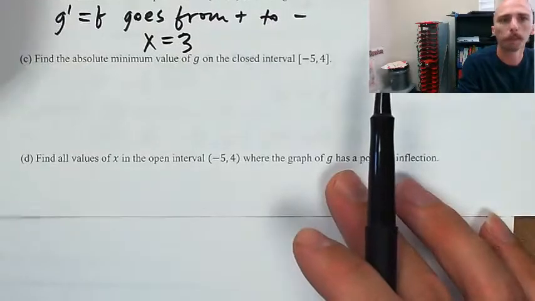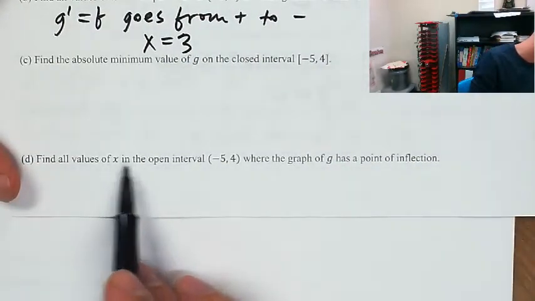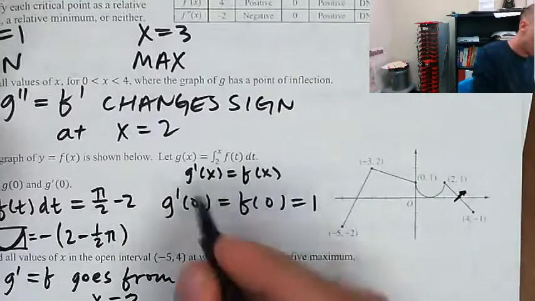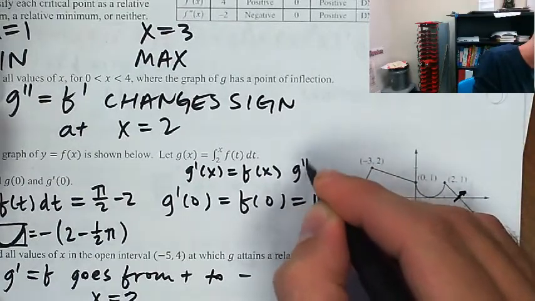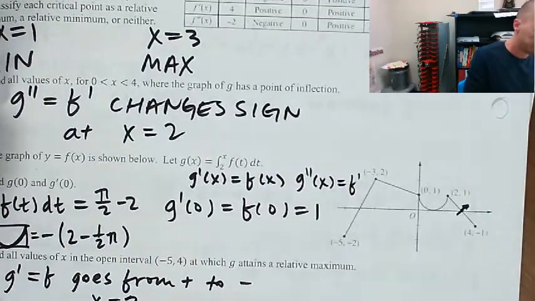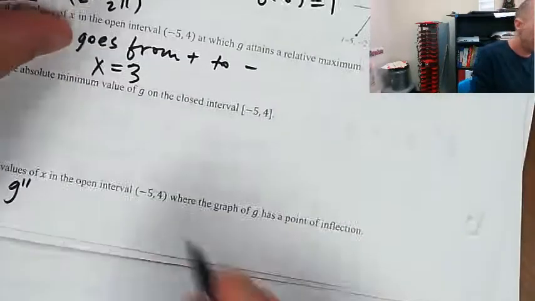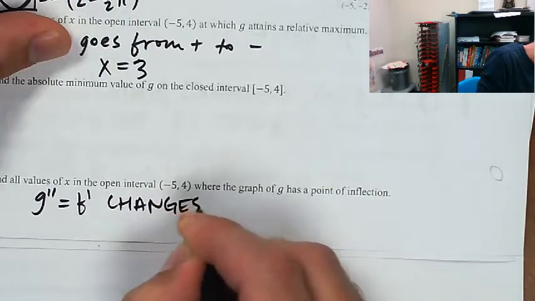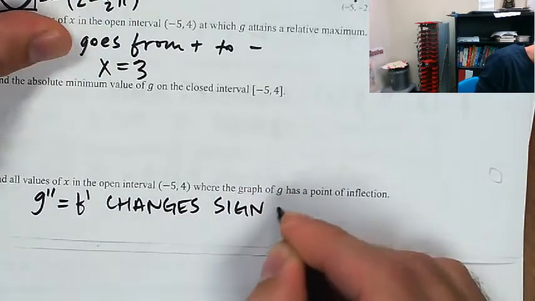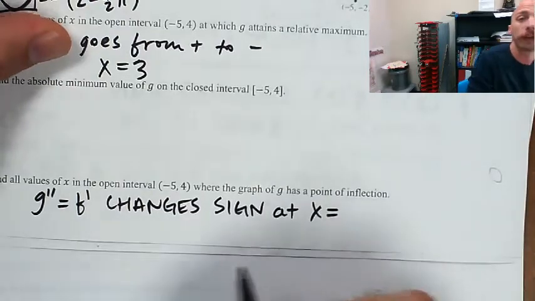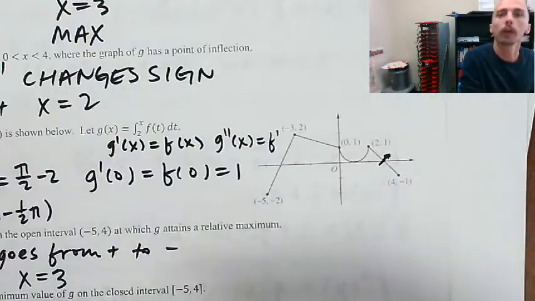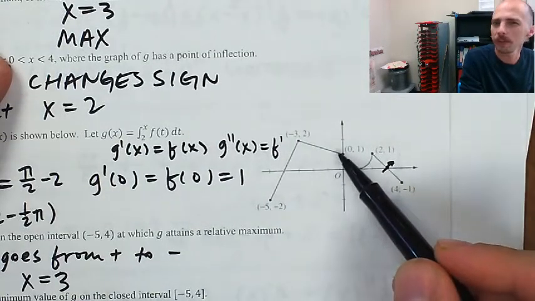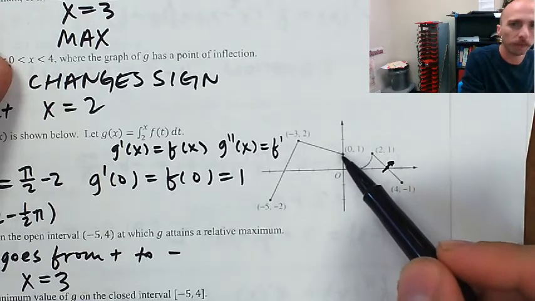Find all values of x where the graph of g has a point of inflection. Well, I know that's where g double prime, which I didn't write down, but I know g double prime is going to equal f prime, changes signs at certain x values. We'll find them out. Where is f prime changing signs? Where f is going from increasing to decreasing. So that would be here at 3. Here it's decreasing and it continues to decrease, so that's not going to be a point of inflection.